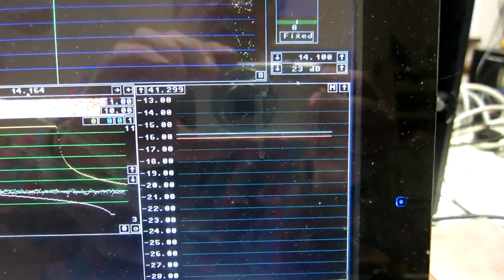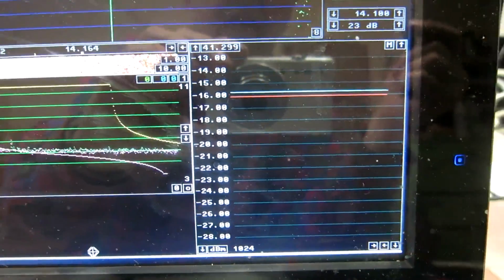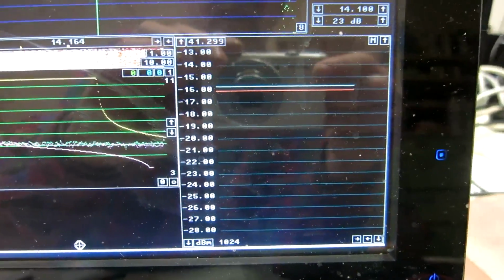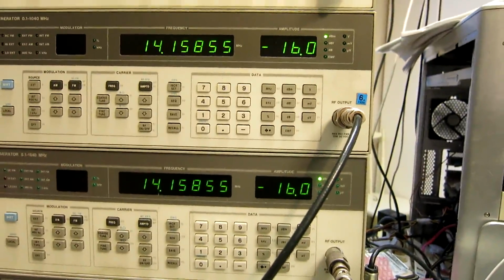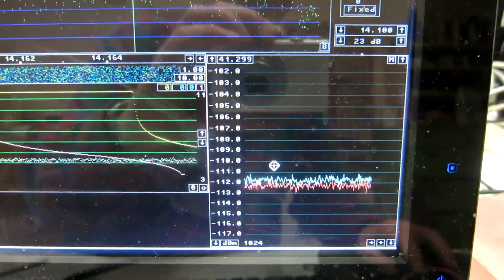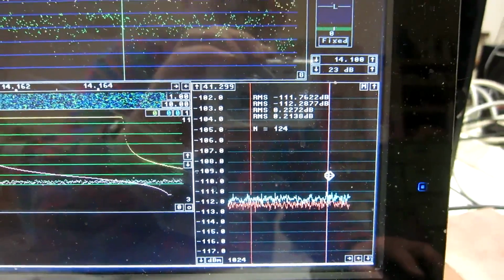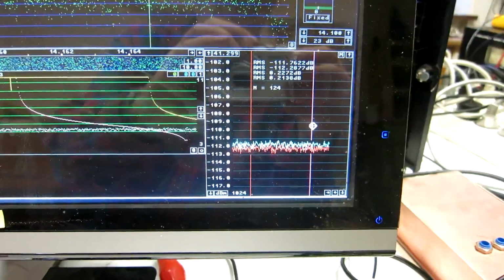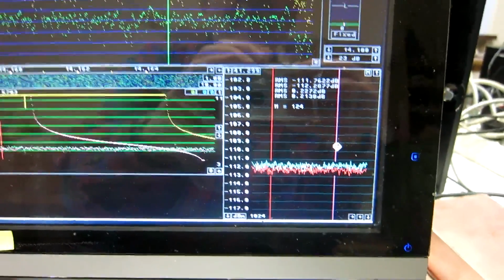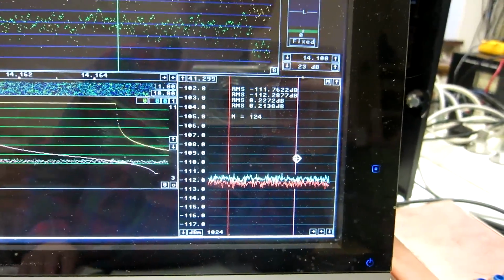I have now turned down the gain to 23 dB and calibrated the S-meter to show 16 dBm. That's the level I'm sending into the Afedri right now. The noise floor then is minus 112. 112 minus 16, that's 96. Very similar to before.